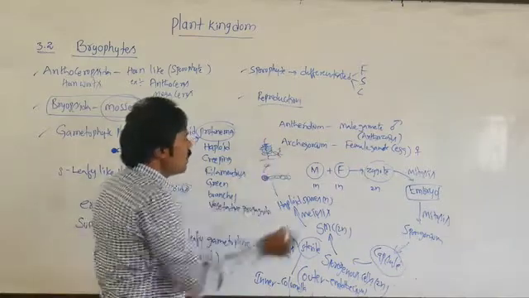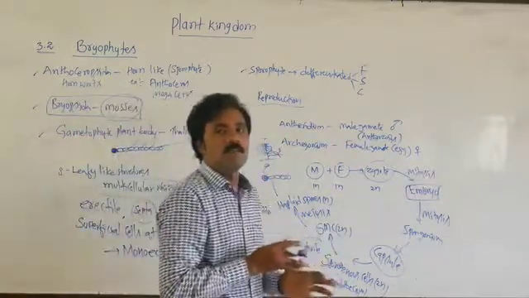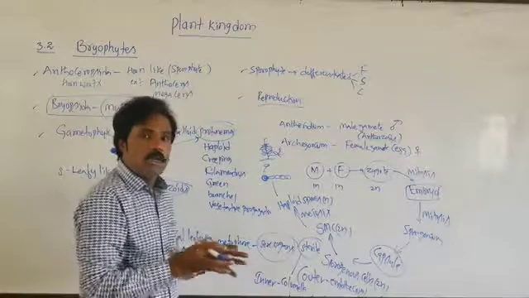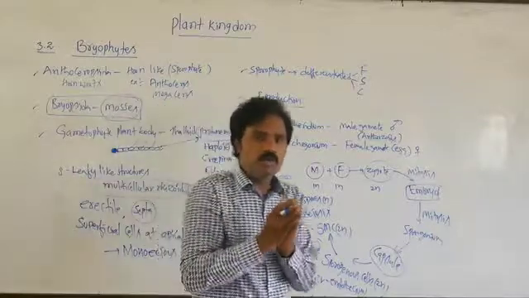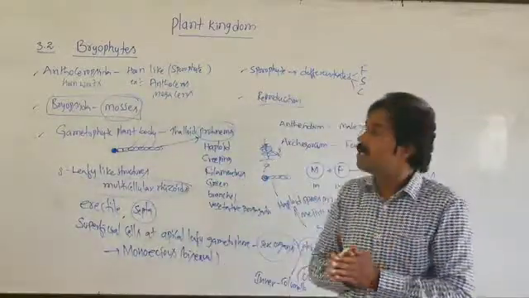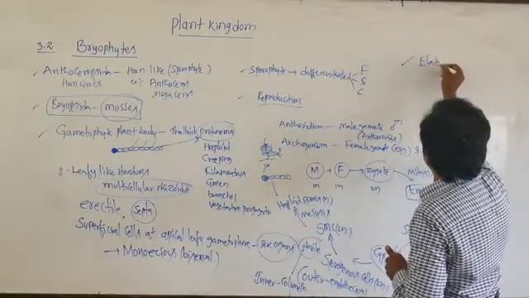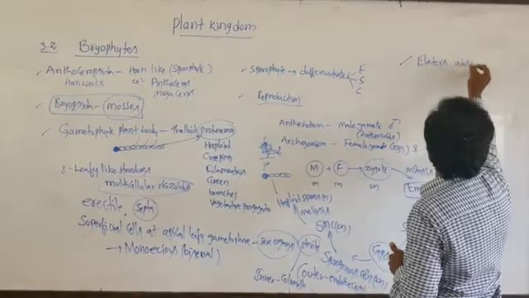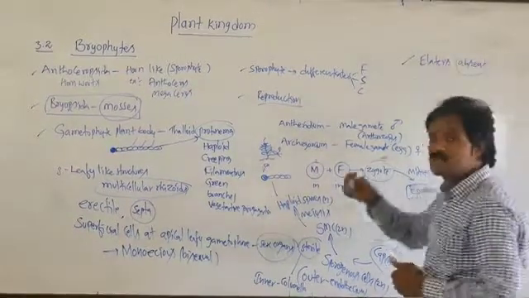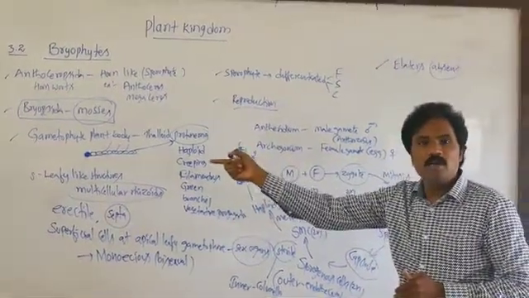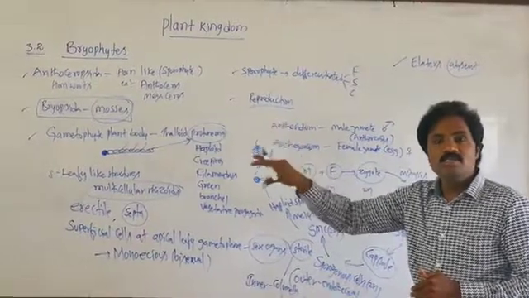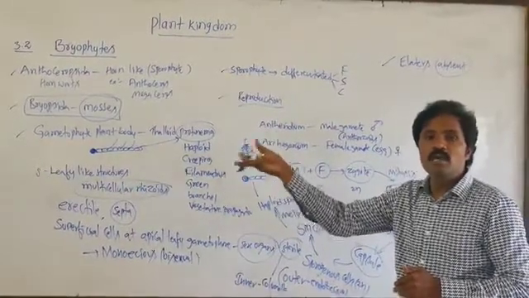Like this it develops completely. But here, one very important point: the elaters are absent, whereas in Riccia also the elaters are absent. That means the dehiscence of the capsule is regular.